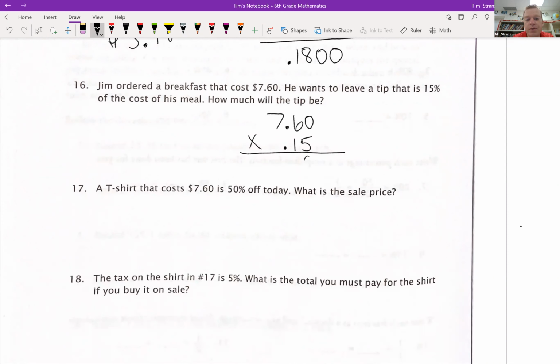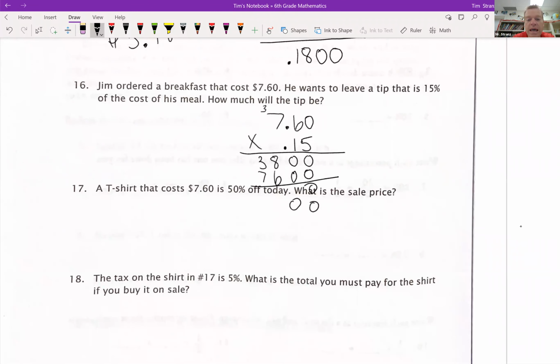Okay, 5 times 0 is 0. 5 times 6 is 30. 5 times 7 is 35. 38 would be if you added 3 to it. We're going to put one placeholder. 1 times 0 is 0. 1 times 6 is 6. 1 times 7 is 7. Add these up. Sorry, I'm going to add them up down here.